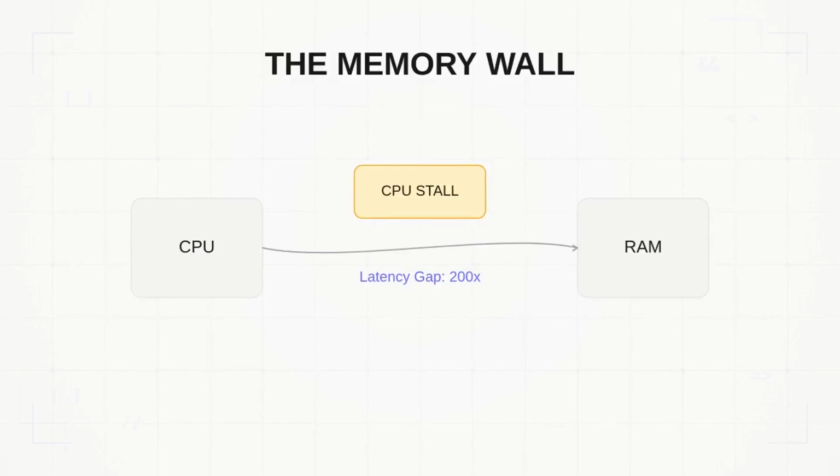This is why a simple change in how you organize your data can result in a 100-fold increase in performance. It isn't that the CPU became faster, it's that it finally had something to do. To understand how to fix this, we have to look at the physical reality of the hardware, the cache hierarchy.